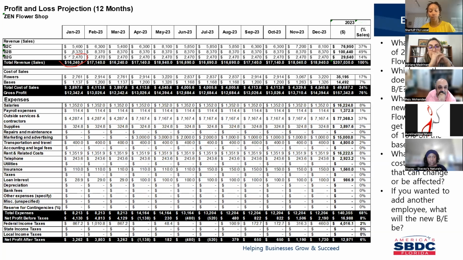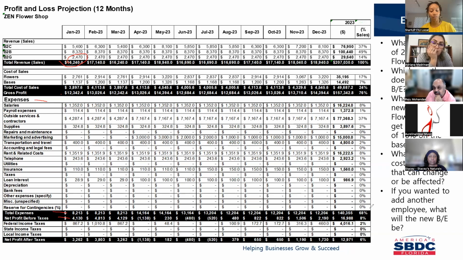The revenues from all three segments, the cost of each, the gross profit. This is your overall expenses that you have. All of these are expenses. This is your cost of goods sold per month. This is your profit, total expenses and profit before taxes.